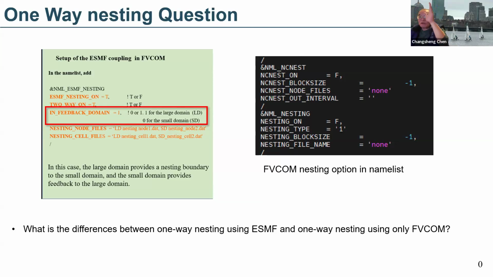Meanwhile, they also can run for one-way nesting, but still run the two models, right? But only the big one gives data to the small one, and both models run at the same time, they don't save the data.